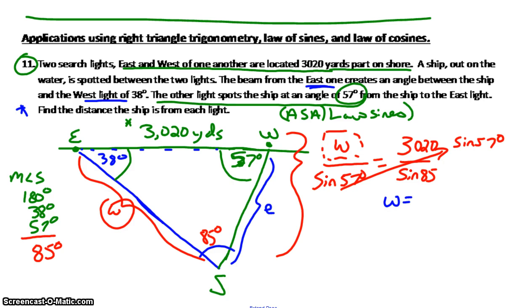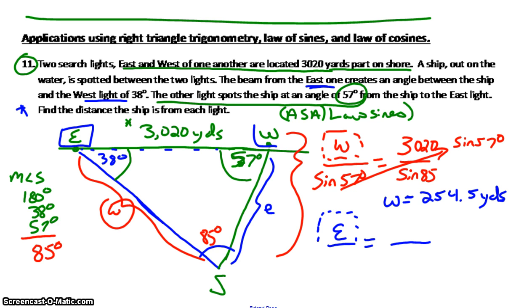After putting that into our calculator, we should come up with a value of approximately 254.5 yards away from the east searchlight. I leave it up to you, or sorry, the west searchlight. Wait, hang on, let's see here. I wanted to find the west side, so it's the east side. Okay, I leave it up to you to set up the other one. Just know that you'll want your east right there, or in this case, our little e. And go ahead and have that ready for me on tomorrow's class.